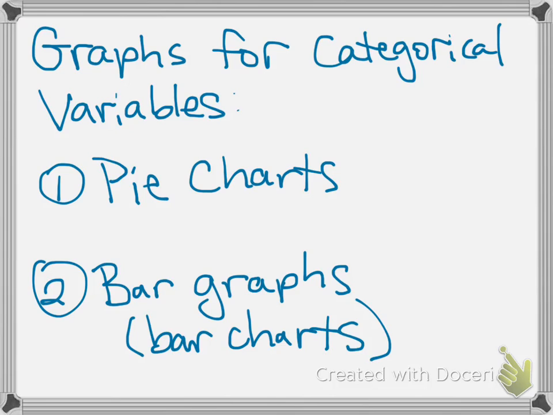So we have two different types of graphs for categorical variables that we're going to look at. One type is a pie chart, and I'm sure you've seen pie charts many, many times. And then the other type of graph for a categorical variable is a bar graph, also a type of graph that you're probably familiar with. Those are really the two basic types of graphs for categorical variables that you need to be familiar with.